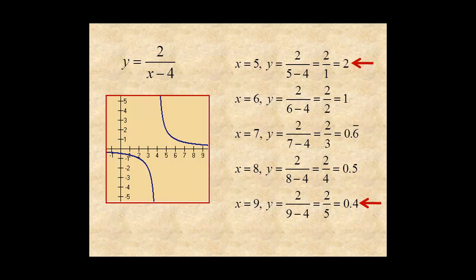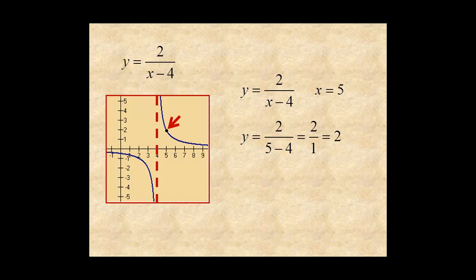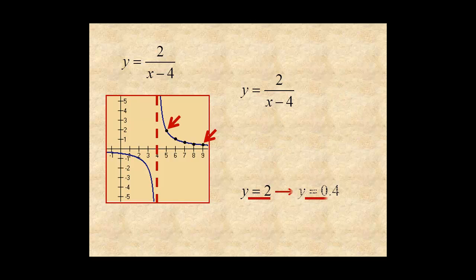So as you move away from the VA, the value of the function gets smaller and closer to 0 to the right and to the left. Here's an automation of the calculation. The value of the function starts at 2, then 1, 0.6, 0.5, and then 0.4. The value of the function gets smaller and closer to 0 from 2 units to only 4/10 of a unit.